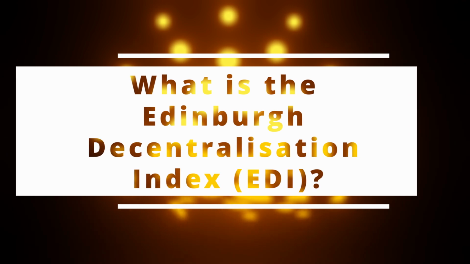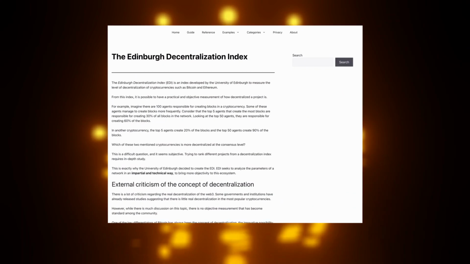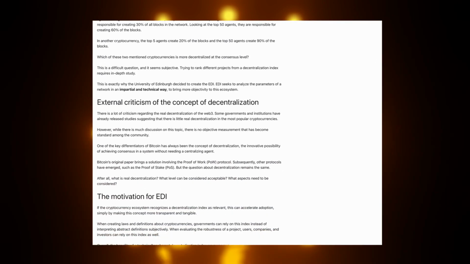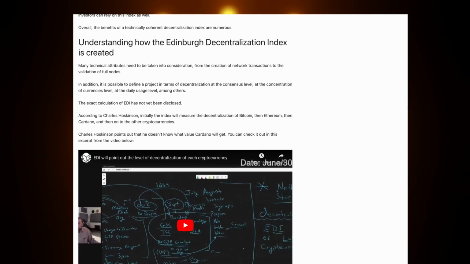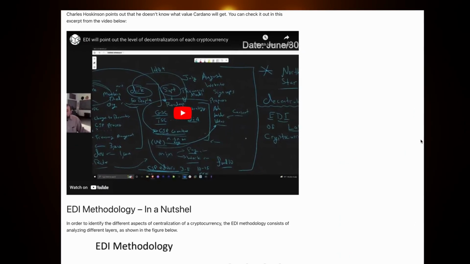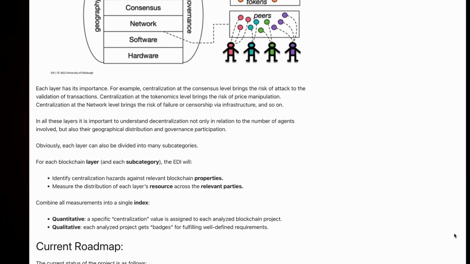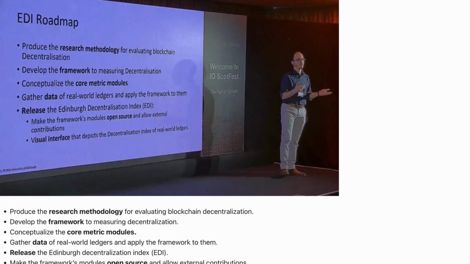What is the Edinburgh Decentralization Index, or EDI? So here, the Edinburgh Decentralization Index comes into play. The Edinburgh Decentralization Index is an index developed by the University of Edinburgh in collaboration with IOG, who, as we all know, built Cardano, to measure the level of decentralization of cryptocurrencies. So from this index, it's possible to have a practical and objective measurement of how decentralized a blockchain project is.